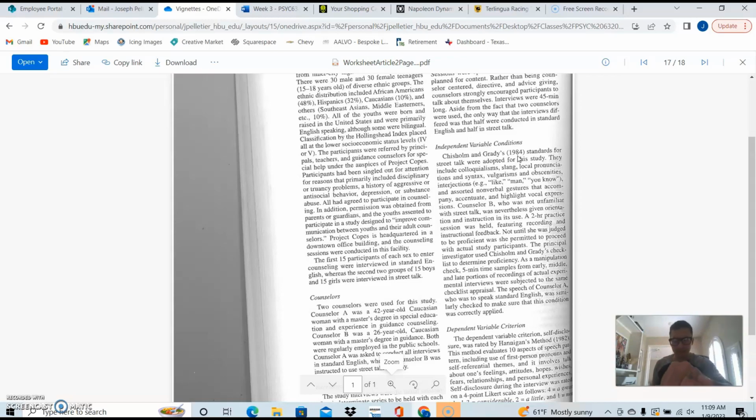It's terrible. And if you get a chance, of course, you can pause the video and read about what they talk about that constitutes this ridiculous street talk, right? Vulgarisms and obscenities. I like the nonverbal gestures. So I've just got this vision of a 42-year-old counselor throwing gang signs or something like this. I don't know. I don't know.